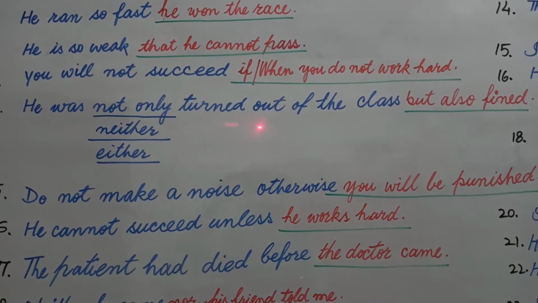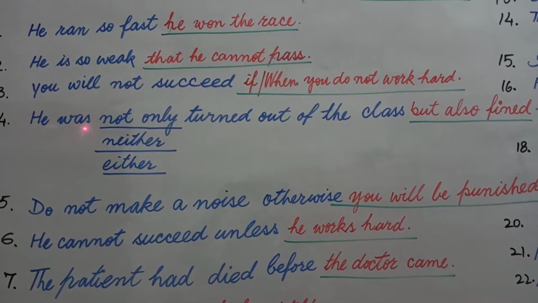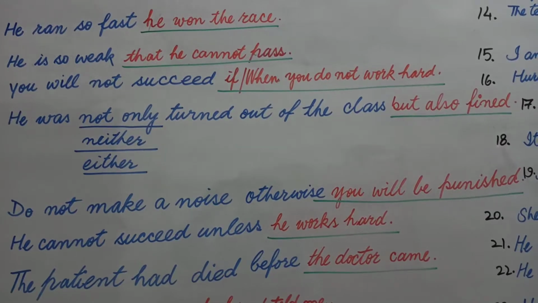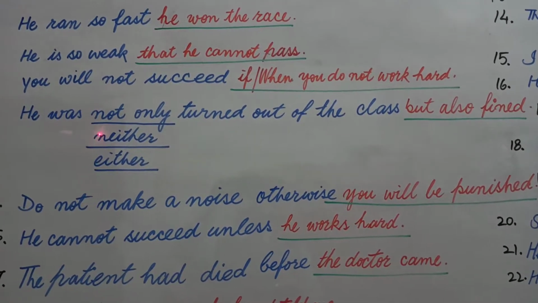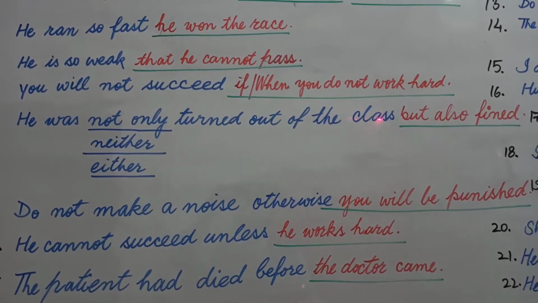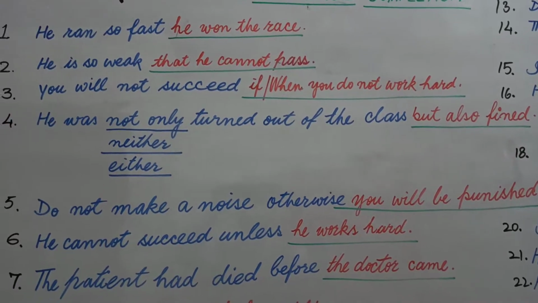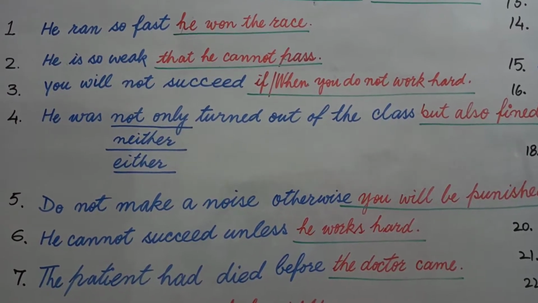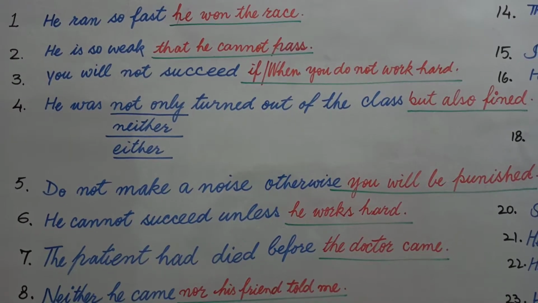This is written in past indefinite passive voice, and was is taken away, and not only is connected to the verb. That's why in the next part, but also fined, I also connected the verb, and this was will work with both of them: was turned out, was fined. So your final answer is: he was not only turned out of the class but also fined. And in place of not only and but also, you can use neither nor and either or too.